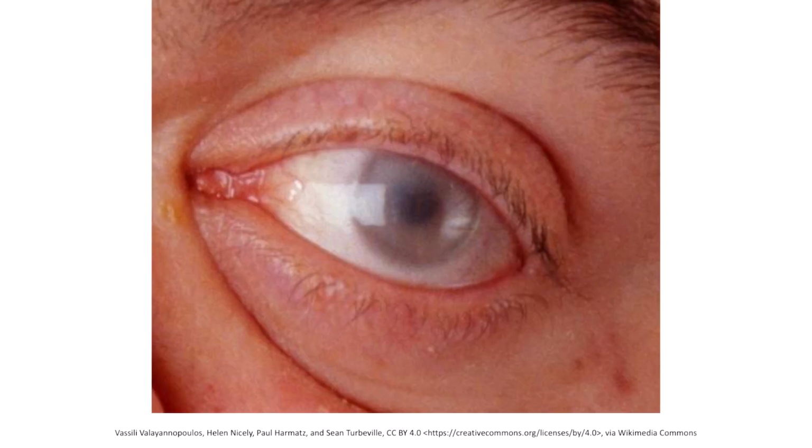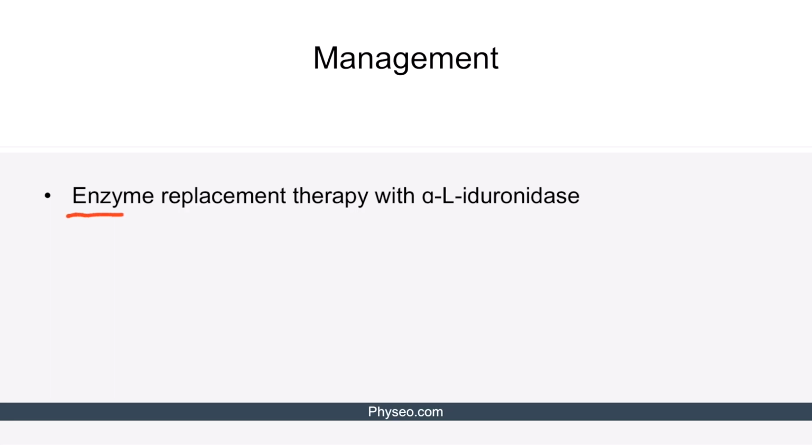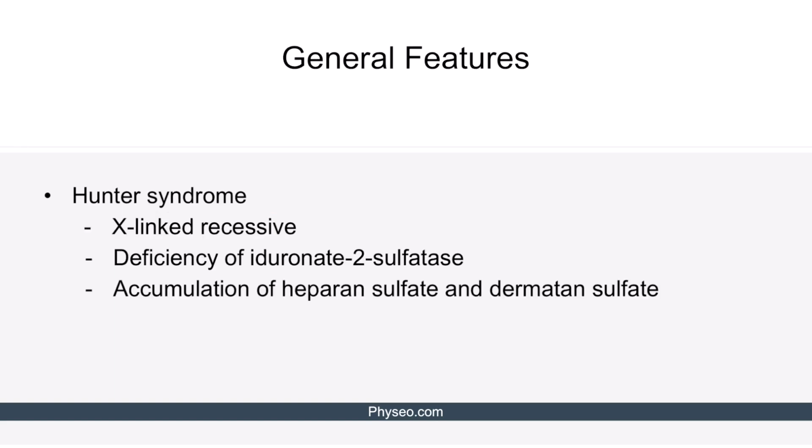This is a patient with Hurler syndrome. Hopefully you can appreciate the clouded cornea in this patient. Management of Hurler syndrome includes enzyme replacement therapy with alpha-L-iduronidase. The final disease we will discuss in this lecture is Hunter syndrome.